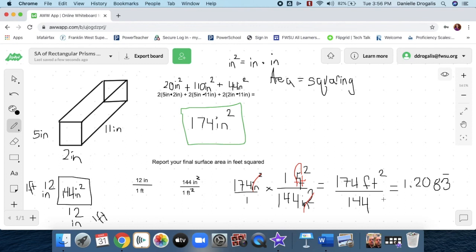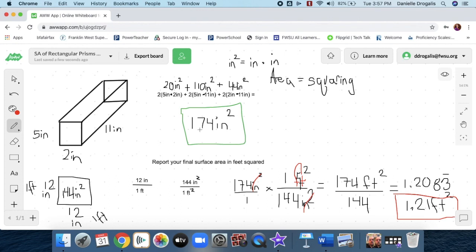So this is what my calculator tells me it is. 174 divided by 144 is 1.208, repeating 3. I think it's wise for us to round. And so maybe, although we're not necessarily going back here, those are all whole numbers. I'd hate to just call this 1. So let's call this 1.21. And this is feet squared. So now we have our final answer should your teacher ever ask you to convert units. 1.21 feet squared is the equivalent of 174 inches squared.